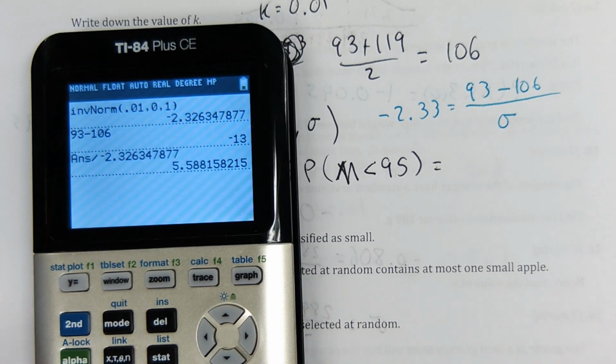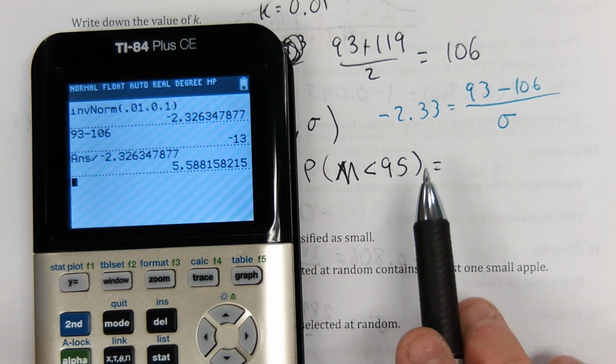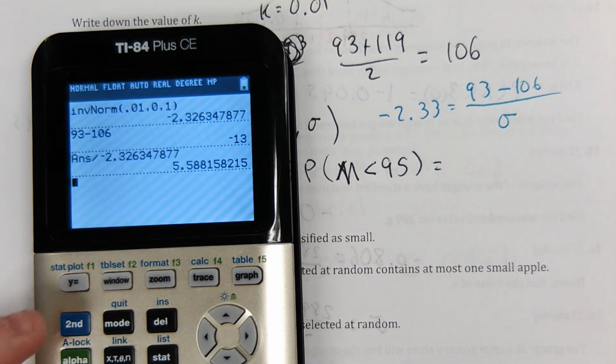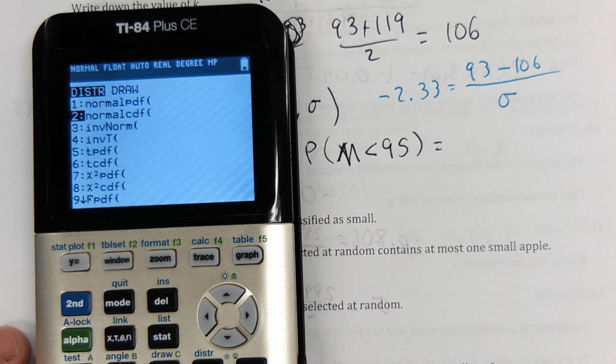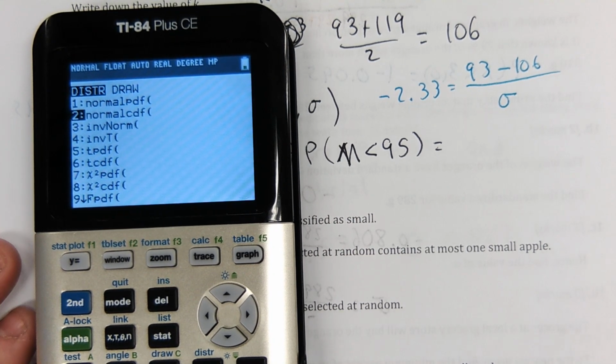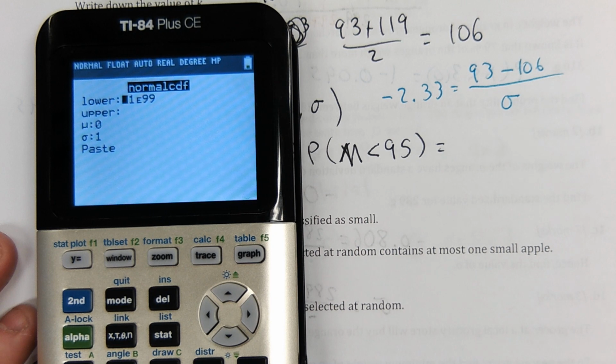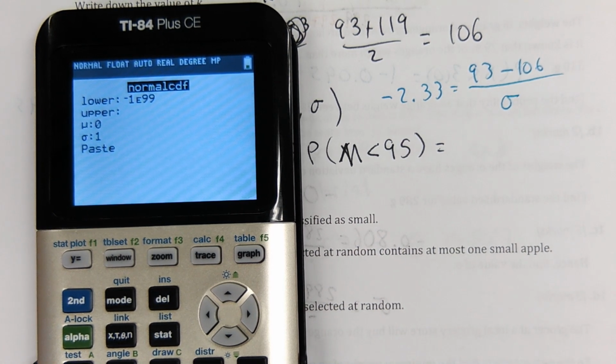So now that we know mean, and we know standard deviation, and we know the X value that we're looking for, we can find the area to the left of it. So second vars, normal CDF. We never use normal PDF. I don't know what it does. I'm sorry. No, I don't know what it means, honestly. It's some other stat class that I didn't take.